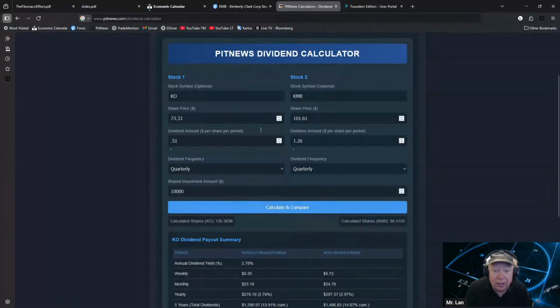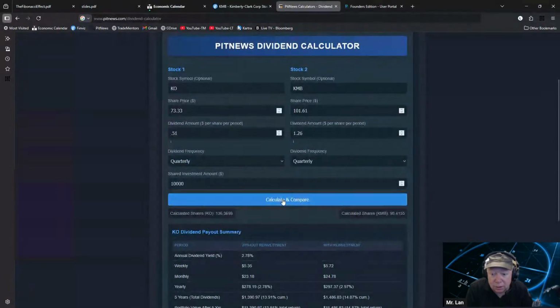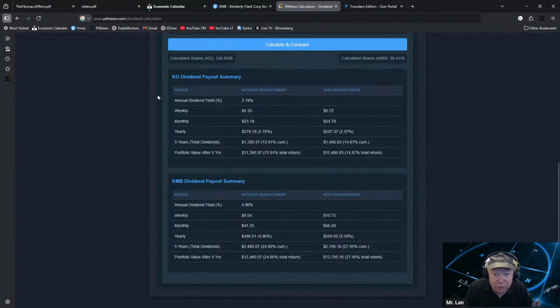Now we're going to calculate, and we're going to compare Coca-Cola against Kimberly-Clark. So now when you come down here, calculate and compare. There we go. Now we've got Coca-Cola up here, and Kimberly-Clark down here. Now we can see the annual dividend for Coca-Cola is 2.78. The annual dividend for Kimberly-Clark is 4.96.